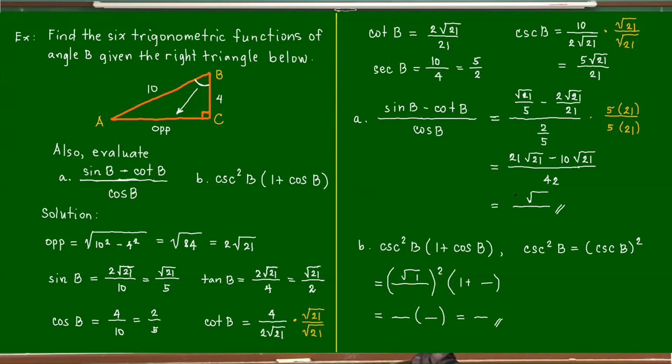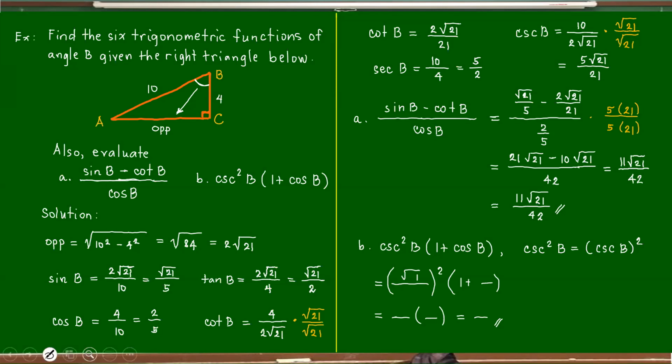So 21 minus 10 is what? That is 11, right? So 11 times square root of 21 over 42. Okay? Over 42. So that is 11 square root of 21 over 42.